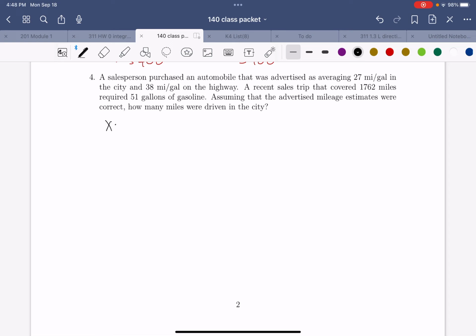So my X is my number of city miles. And then my non-city miles, or I guess my highway miles, right? Let's use that. That's a little more straightforward. Well, I know that all total I have to be 1,762, and then I'll just subtract off how many city miles I had, which is my X. So my highway miles are 1,762 minus however many were in the city, so minus my X.